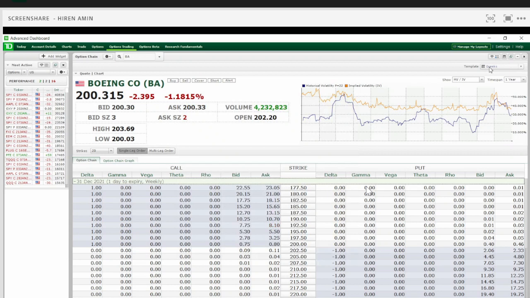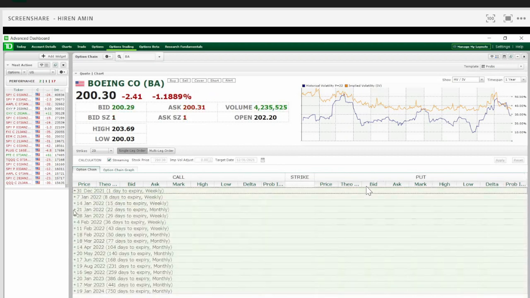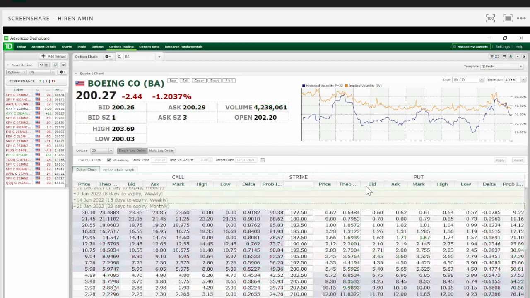Now what I'm going to do is go to my templates over here, and I can go to the one I was under. I think it was probability? Yeah, there we are. Okay, so now that I've loaded this one, this is my custom view. Now I have the price, the Theo, the bid ask, the mark, high, low, and delta, and probability in the money. Let me go to the January option chain over here again and open that up. Over here, it's showing me all the information that I wanted. So it's very nice. You can see the bid and ask.